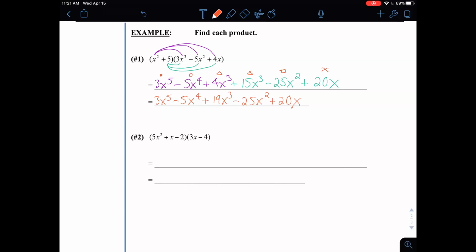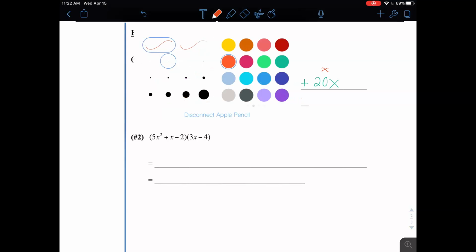So this is actually our final answer because we can't combine any more. We can't combine any other terms there because this is 5, 4, 3, 2, 1. These don't have anything in common besides the x, so we can't combine them. That's our final answer. All right, go ahead and try the next example on your own.